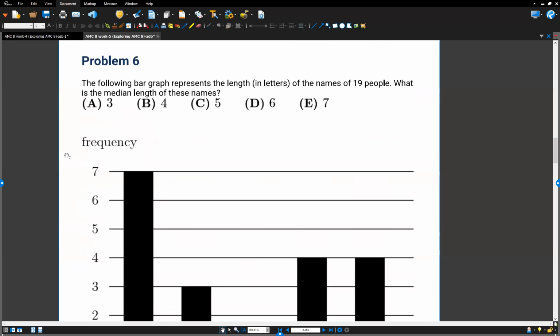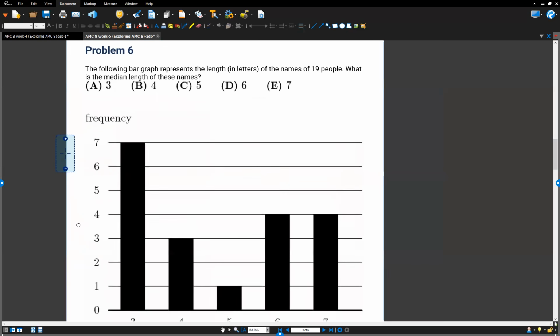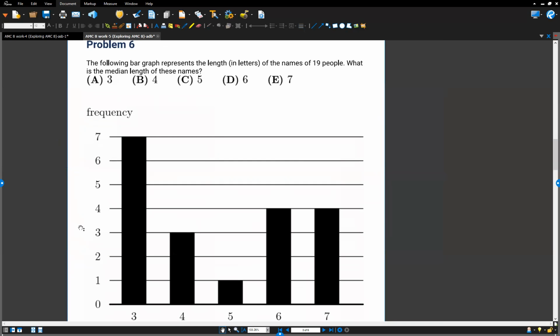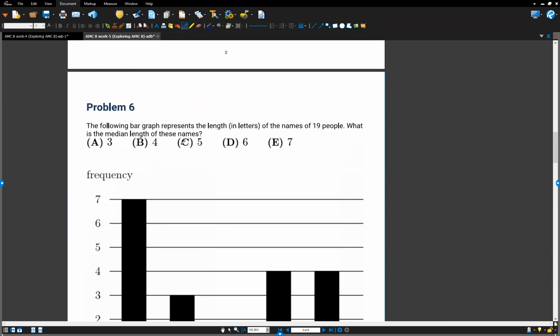Everybody can do that. This one, take a look over here. Following bar graph. You know bar graph. Okay, bar graphs are always this way. They are separate with some distance. The bar graph represents the length of names of 19 students. What is the median of the length of these names?